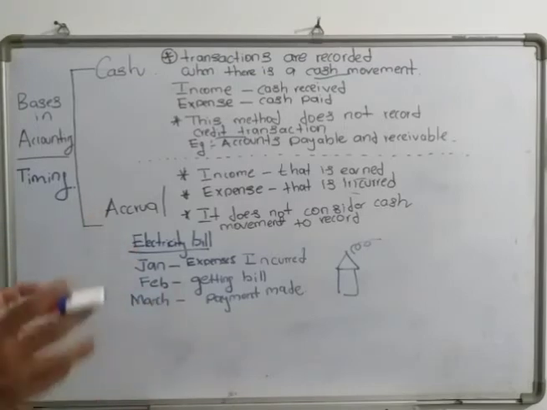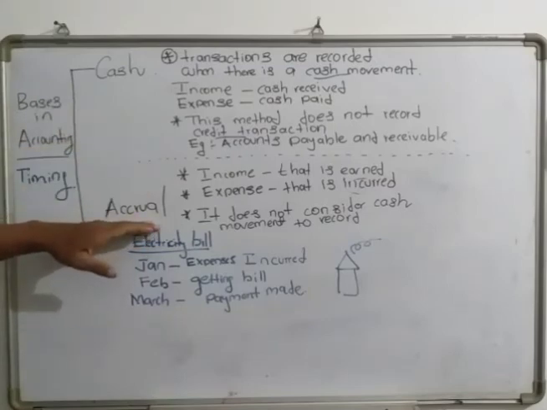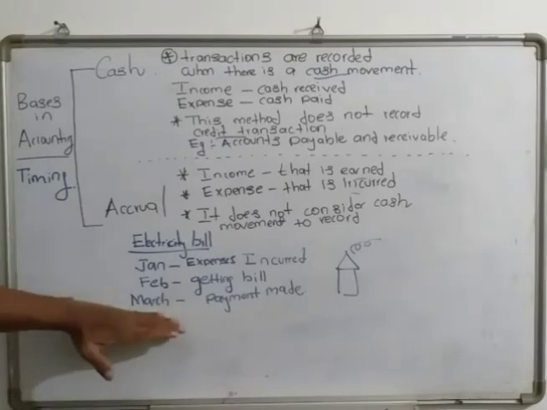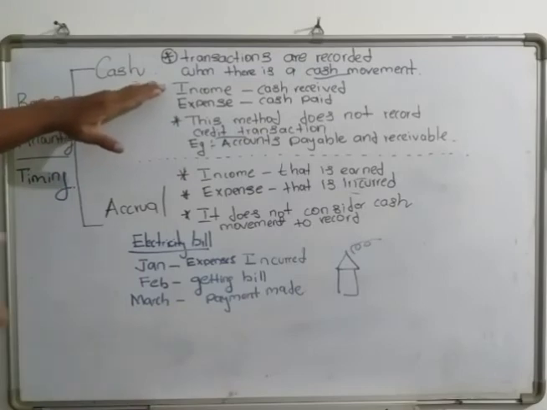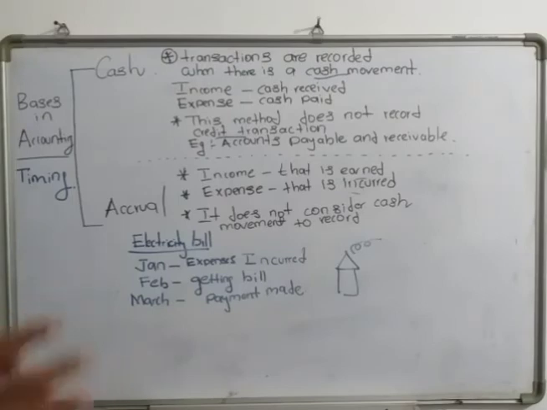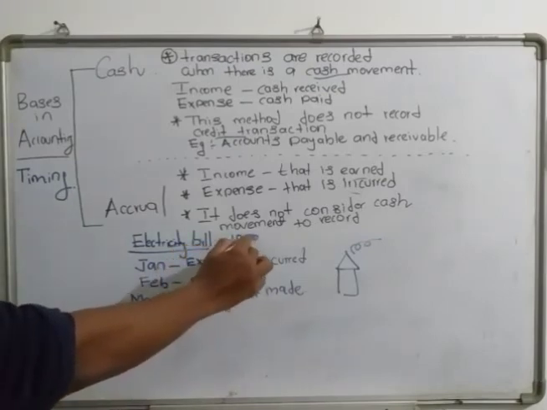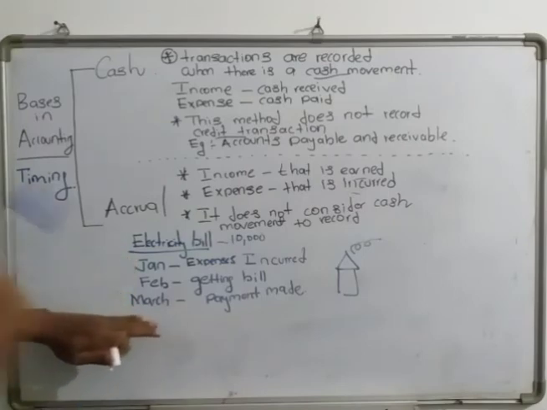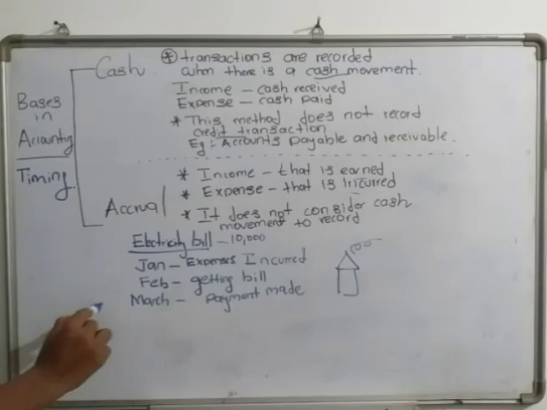So we'll see how we are going to record this transaction under cash basis and accrual basis. Under cash basis, you will bother about cash movement. You will see when the cash is actually paid. The cash is actually paid in the month of March. This electricity expense is actually paid in the month of March. So under cash basis, you will pass your double entry in the month of March. You will say electricity expense debit, cash credit. You will pass your double entry in the month of March, not in the month of January. For example, assume that the electricity bill is 10,000. You will pass a double entry for 10,000 in the month of March, not in January. When the cash is paid, you will pass the double entry under cash basis.